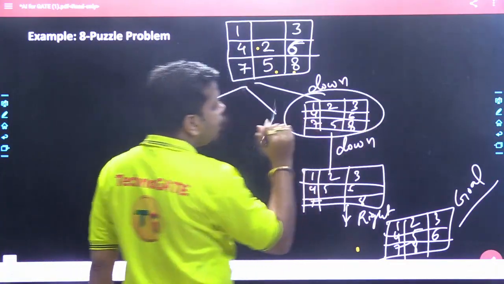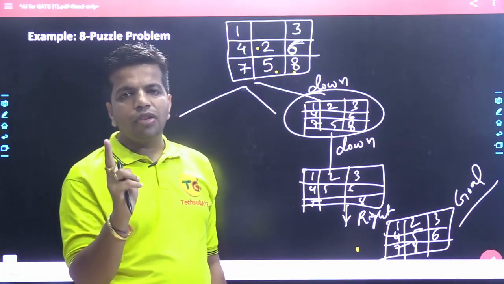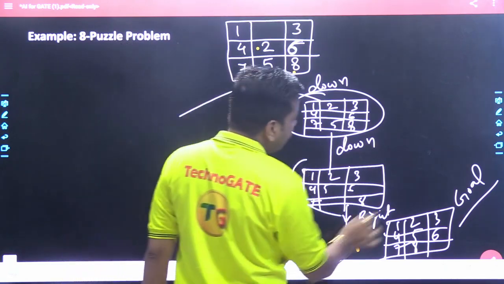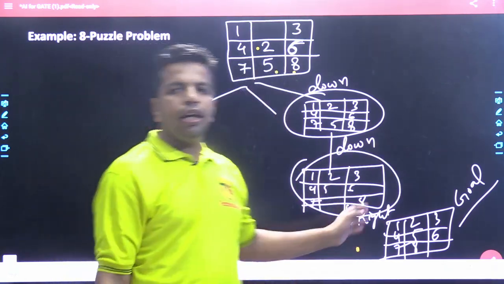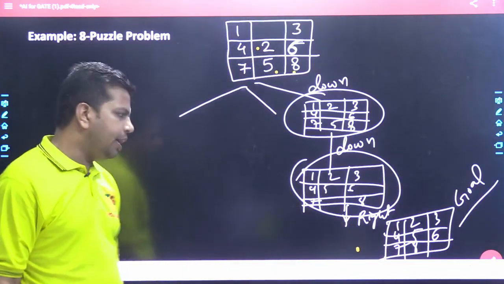Like in this situation, now we can say that only 2 tiles are not at their actual location. Here only 1 tile is not at its actual location. Here all tiles are at their actual location. So that is the way. Least cost. Got it?